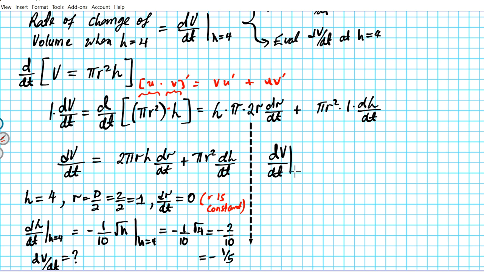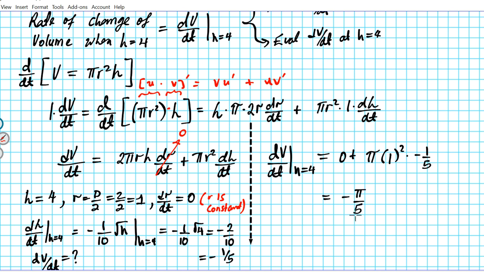evaluated at h equals 4 is going to be, now since the dr/dt is 0, what does that tell us? If this is 0, we multiply everything by 0, that's gone. So that part is gone. So we have 0 plus pi times r squared, which is 1 squared, times the dh/dt, which is negative 1 over 5. And then when you simplify that, you're going to get negative pi over 5.